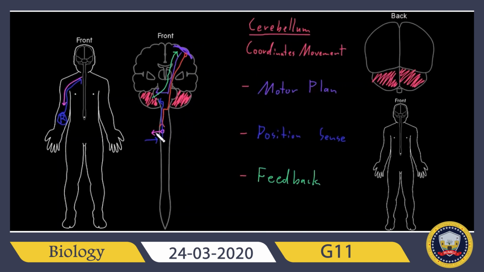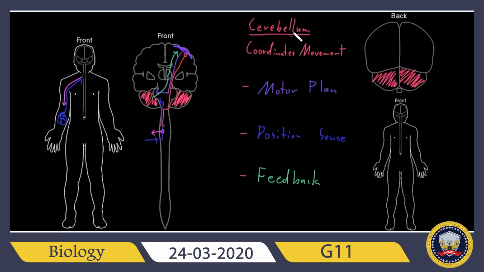That'll change the activity of the lower motor neurons. That'll change the activity of the skeletal muscles that are performing the movement. So again, don't worry about the actual anatomy and the pathways now at this introductory level, but this is kind of the bird's eye view of the way information flows in and out of the cerebellum to help coordinate movements.